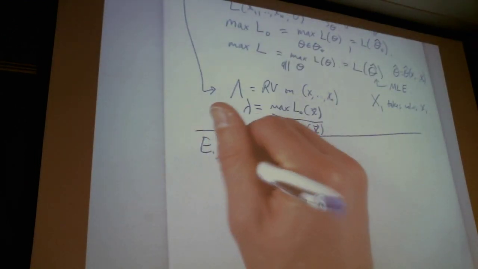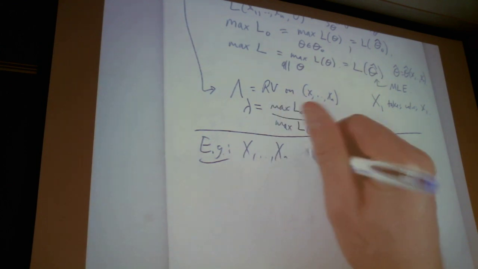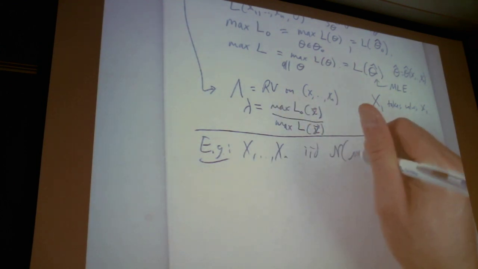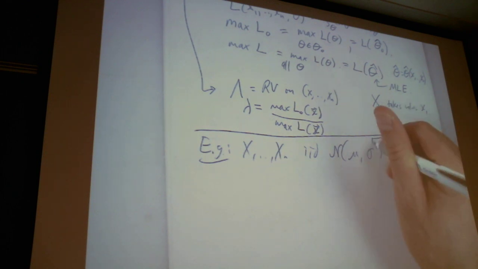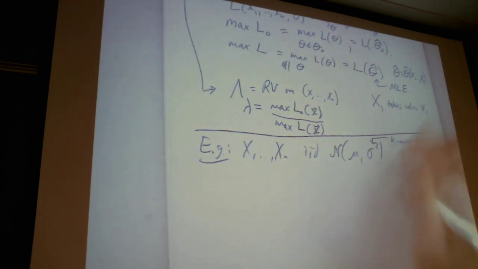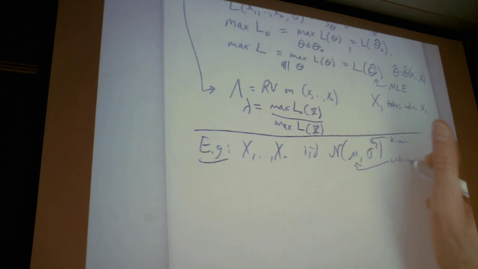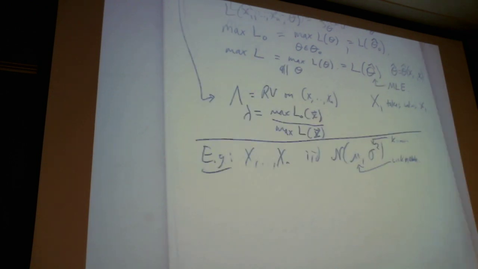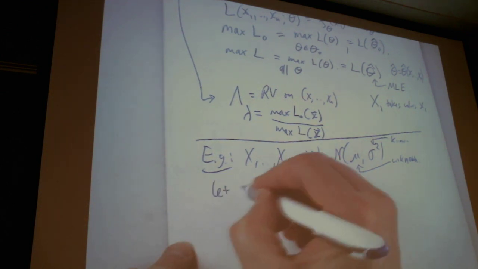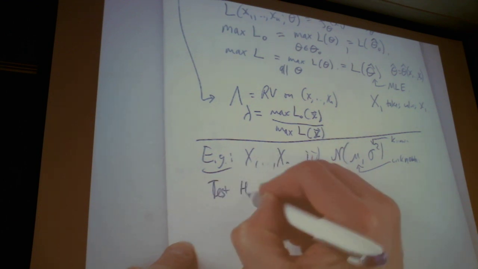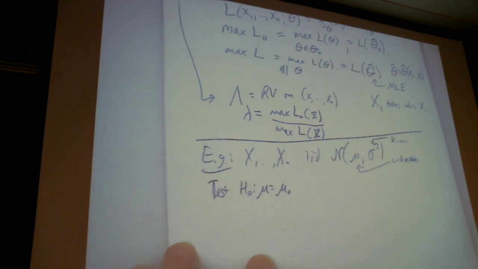Here is an example. So I have x1 through xn, IID, Gaussian, known variance, unknown mean, and what I want to do is let's test H0 that the mean is some value mu0 against the alternative that it's not.